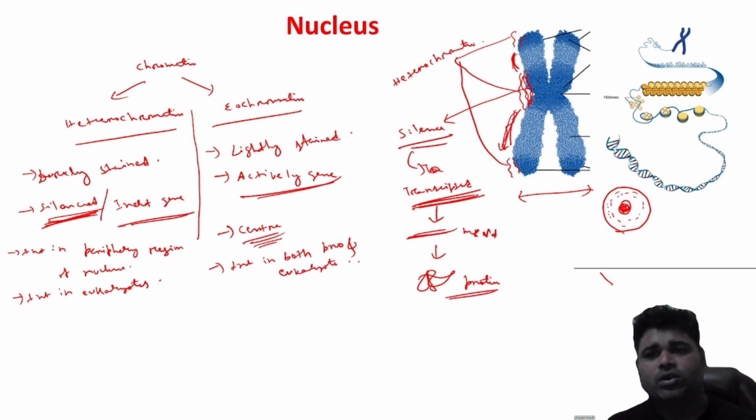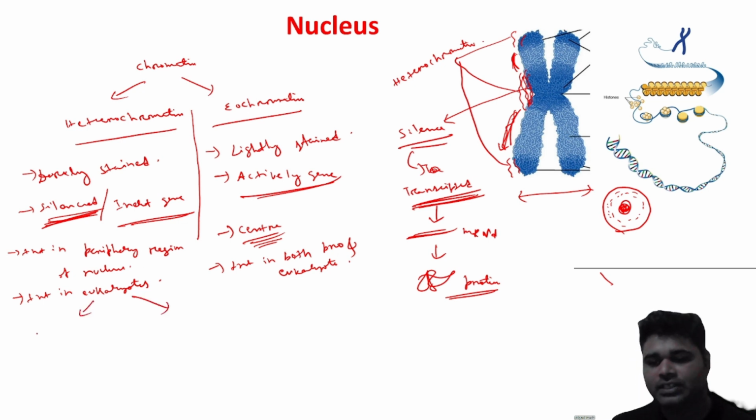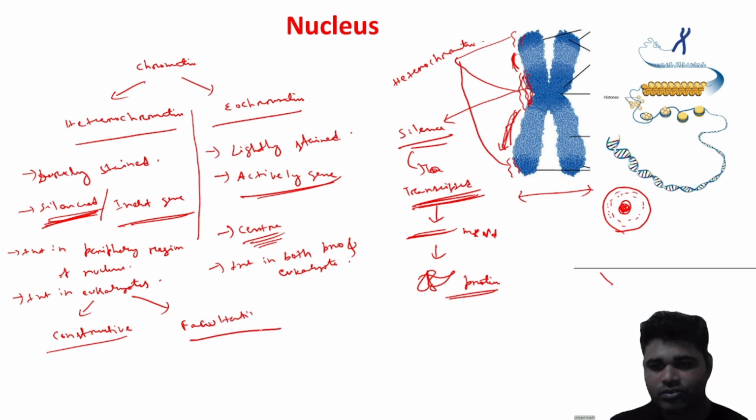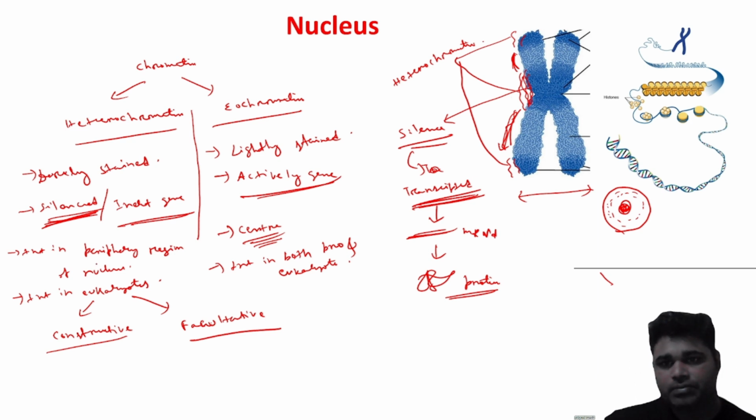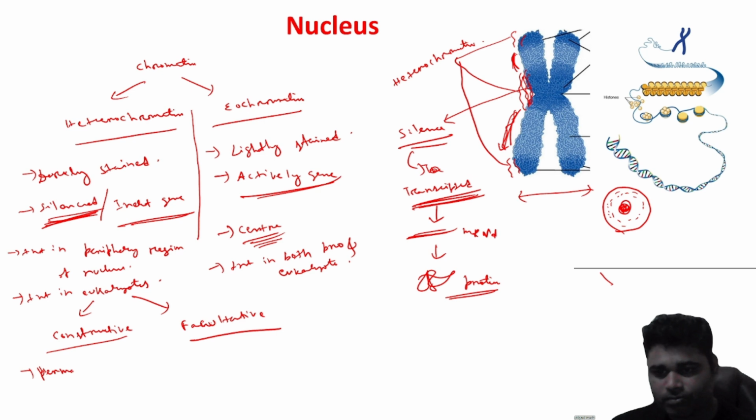So now the heterochromatin can be divided into two parts. One is called the constitutive, another is called the facultative heterochromatin. So what is the constitutive heterochromatin? That means here the genes are always, or permanently, inactive.